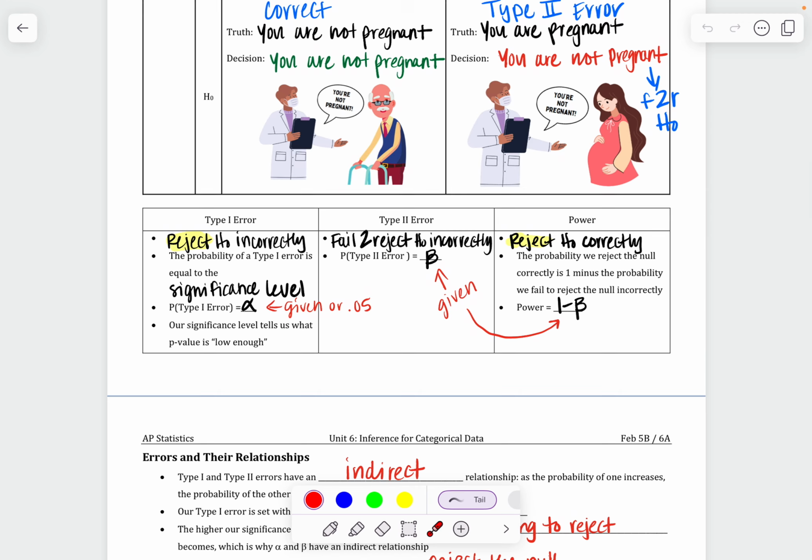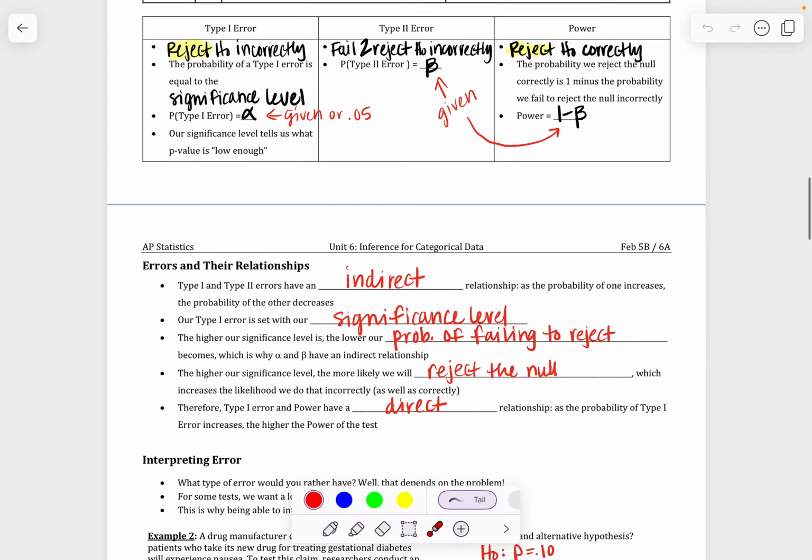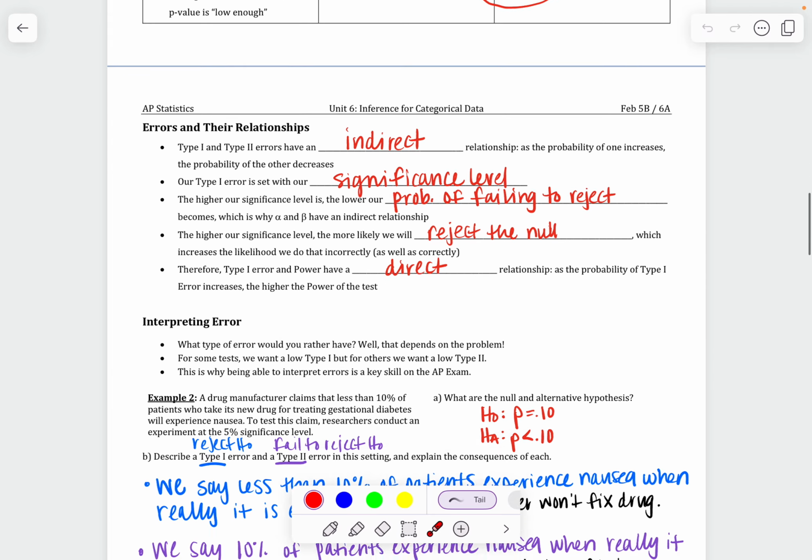You told a pregnant woman that she was pregnant. So it's boring in the fact that you are doing the right thing, but you're rejecting the null still. So that's kind of what makes it exciting. Now, for their relationship with each other.